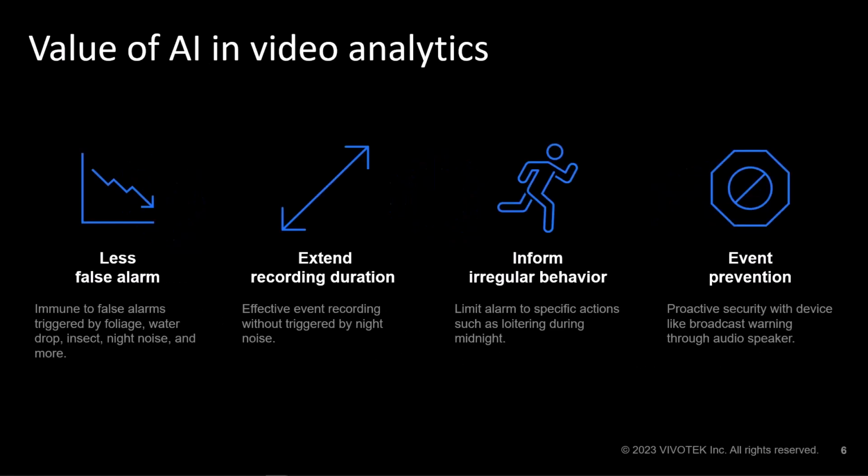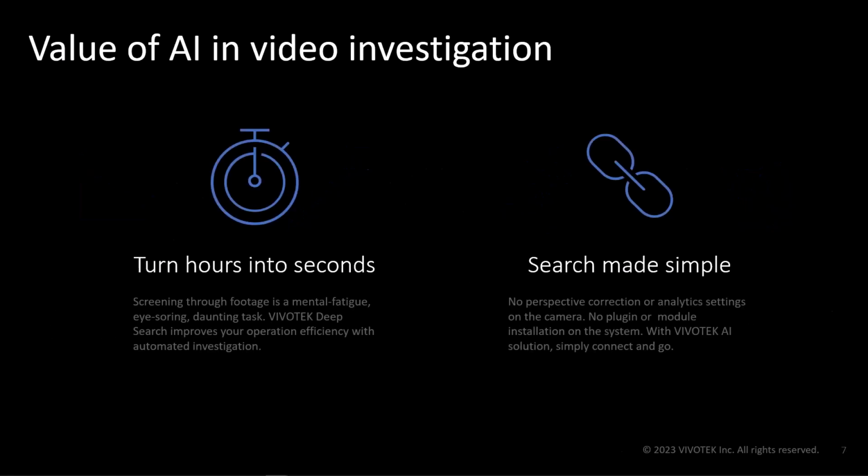Now, with our AI, it's also going to provide value in video analytics. These cameras are immune to false alarms that are triggered by foliage, rain, insects, and more, so that you can receive fewer false alarms. And because we are receiving fewer false alarms, we get extended recording durations if we're recording on events. Also, you can be informed of irregular behavior at specified times by creating alarms for specific actions. And we can also be proactive and prevent malicious activities by broadcasting a pre-recorded warning through an audio speaker.